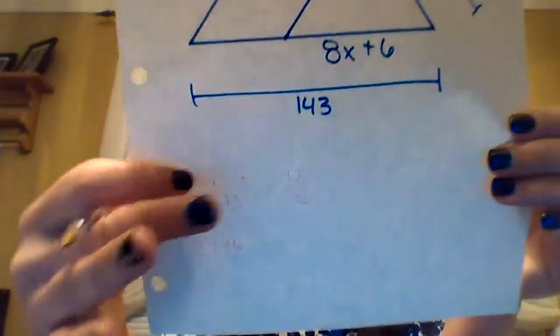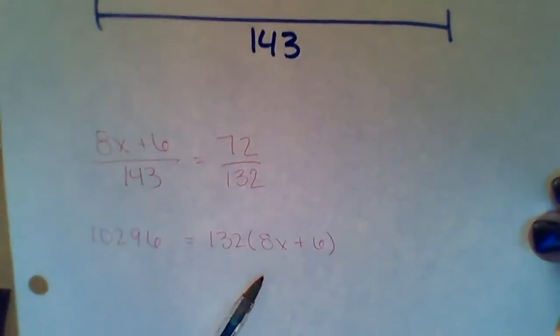10,296. Okay, if I cross the other way, don't forget this is a binomial right here. So I am going to put this one in parentheses at first. And so I get 132 times the binomial of 8x plus 6. So I'm going to have to distribute. Once again, I'll use my calculator to help out. 132 times 8 is 1,056. And 132 times 6 is 792.